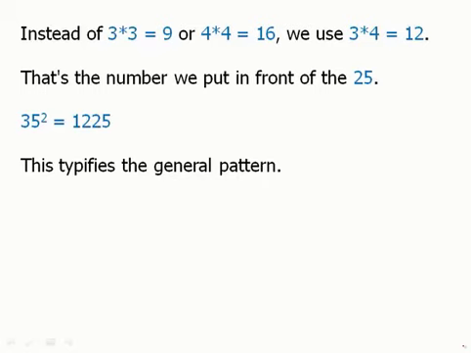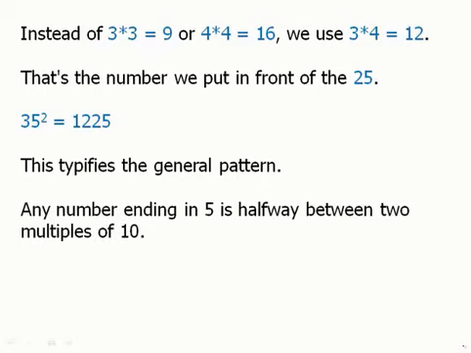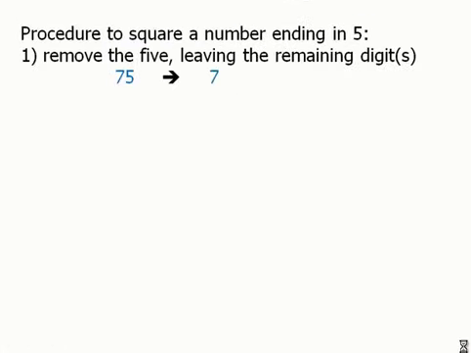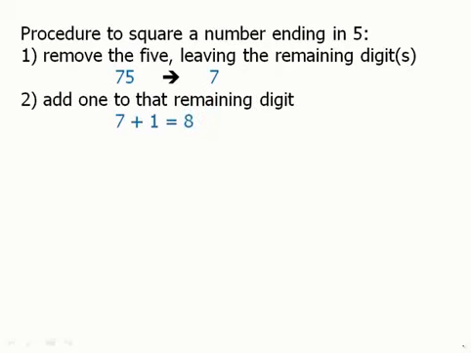This typifies the general pattern. Any number ending in 5 is always halfway between two multiples of 10. The product of the number in front of the zeros in these two multiples of 10 is crucial for figuring out the square of the number ending in 5. So the procedure to square a number ending in 5: remove the 5 and leave the remaining digit. So that's 7. And then we're going to add 1 to it.